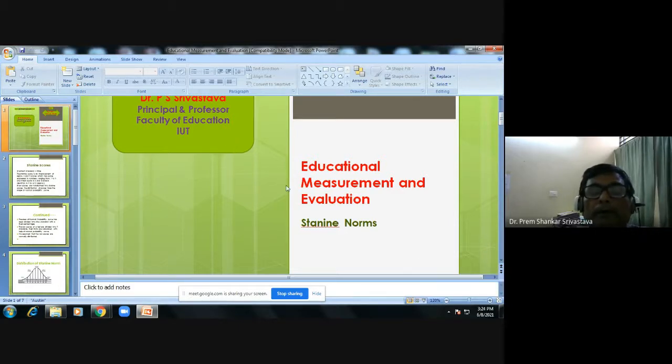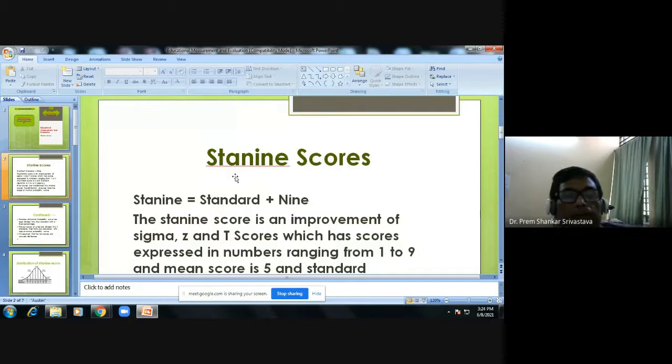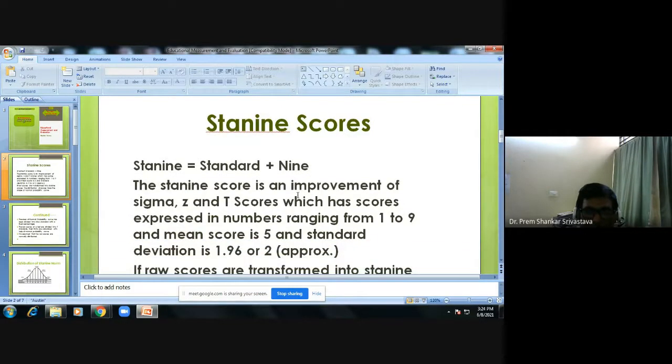Today's discussion point is Stanine norms. What is a Stanine score? Stanine is a standard nine. The Stanine score is an improvement of sigma, K, and T scores, with scores spaced in numbers ranging from 1 to 9, where the mean score is 5 and the standard deviation is 1.96, or approximately 2.